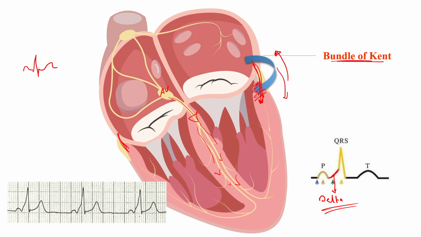So what are the properties of the accessory pathway on the ECG? It will have a short PR interval, and then the delta wave, as you can see here, and a wide QRS complex in total. Those are the manifestations that you will see on the ECG.